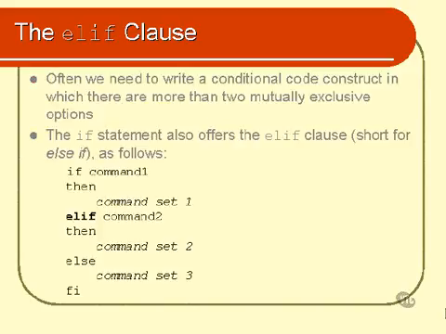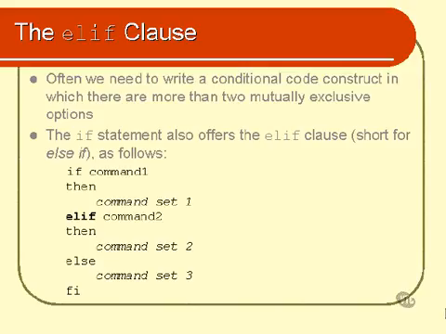It looks like this. We say if command 1, then we do a particular set of commands from command 1. Next, instead of the word else, or instead of the word fi, we put elif, which means else if. So in other words, it will only run if the first command produced an error or a false condition. And at that point we'll run command 2, which will itself produce a true or false value. And if that's true, then we run command set 2, otherwise we run command set 3.